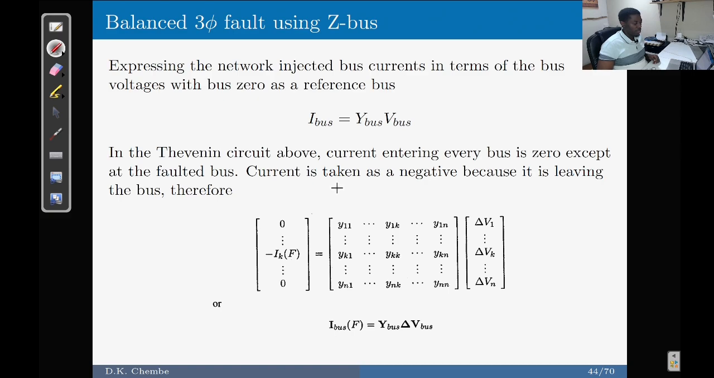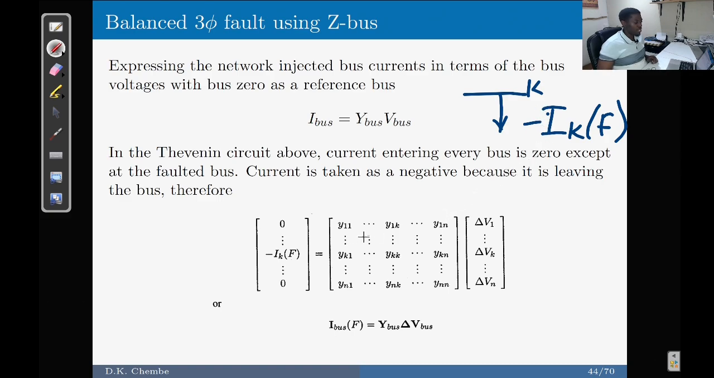From this circuit, we are able to say the current entering every bus is 0, because you remember we're zeroing all the sources, except at the faulted bus. At the faulted bus, the current is taken as negative because it is leaving that bus. If you can see from the network, the fault current is leaving this bus. If this is bus K, we take that current as IK with a minus. That means it's a negative injection.